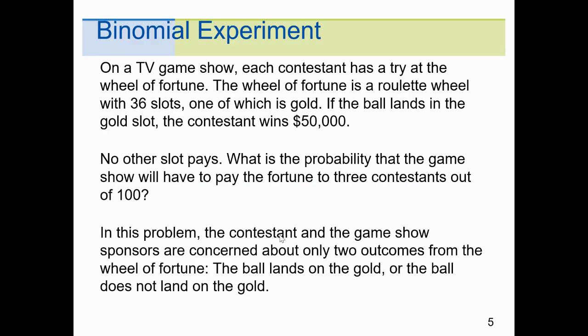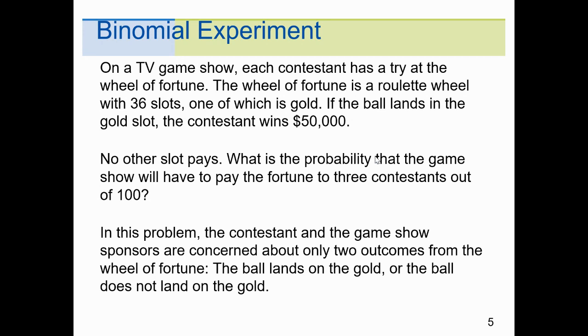On a TV game show, each contestant has a try at the Wheel of Fortune. The Wheel of Fortune is a roulette wheel with 36 slots, one of which is gold. If the ball lands on the gold slot, the contestant wins 50 grand. None of the other slots pay. What's the probability that the game show will have to pay the fortune to 3 contestants out of 100? The problem here that we face is that the first, second and third winning contestants are the first, the 48th, and the 98th. This makes the problem a little bit challenging, but we'll see how our calculator can take care of this.